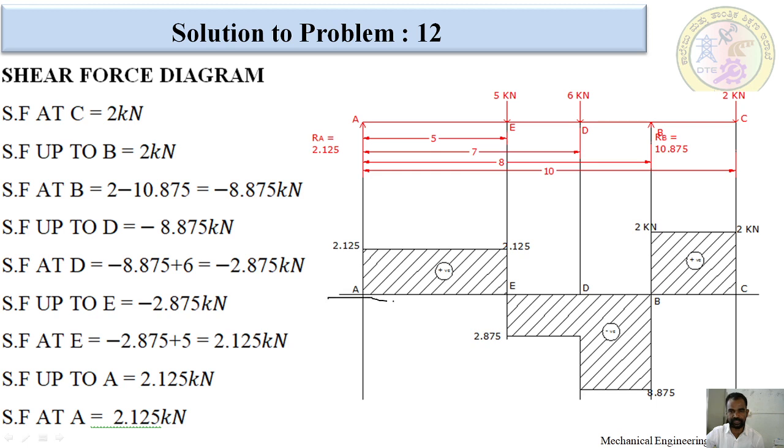I am going to firstly draw the baseline for this. Above is the positive value, below is the negative value. First, at C point we got positive 2 kilonewton. We have to draw above the baseline. I am going to mark here, and this is the zero line. I am going to join with a vertical line. Whenever there is a point load, there would be a vertical line on the shear force diagram. After that there is no load on the beam, for that reason I am going to draw with a horizontal line.